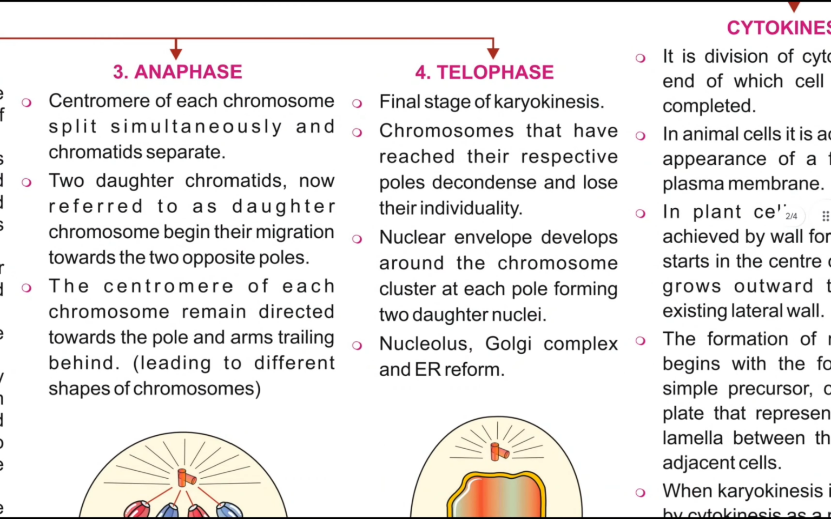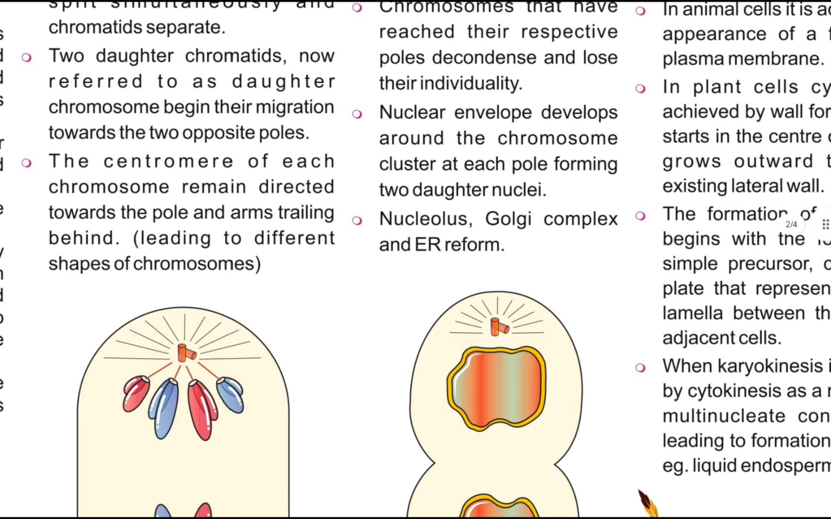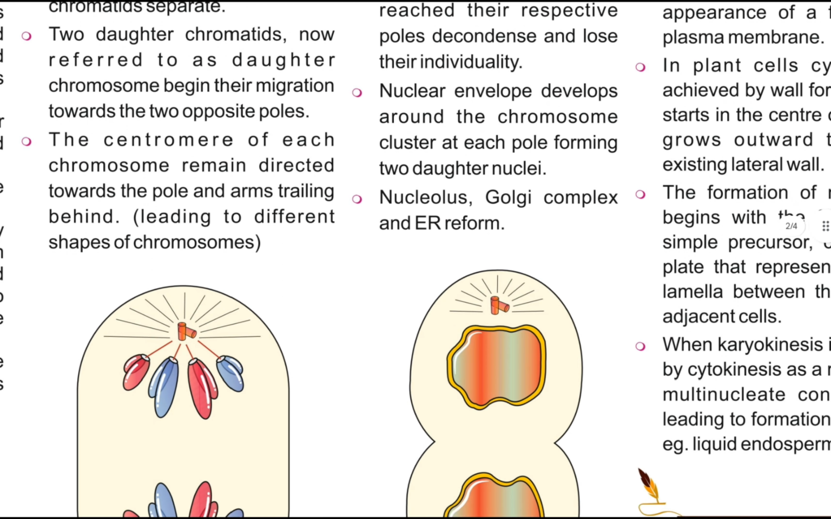Telophase. Final stage of karyokinesis. Chromosomes that have reached their respective poles decondense and lose their individuality. Nuclear envelope develops around the chromosome cluster at each pole, forming two daughter nuclei. Nucleolus, Golgi complex, and endoplasmic reticulum reform.